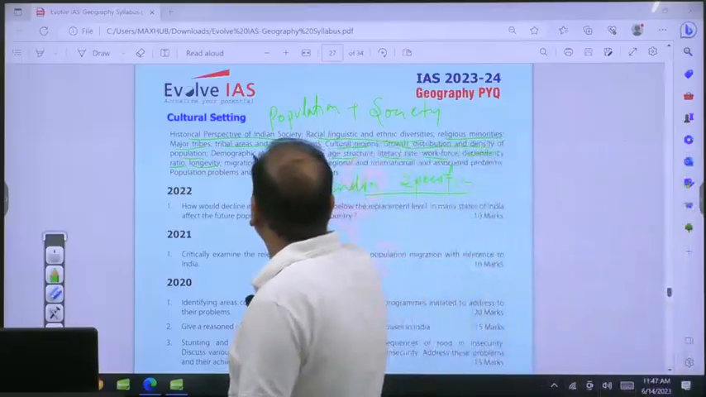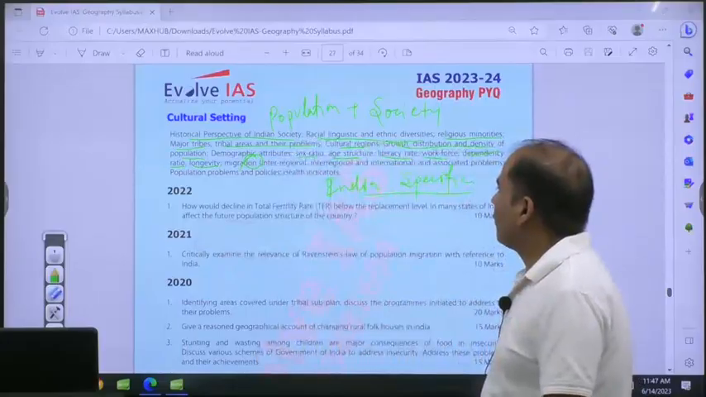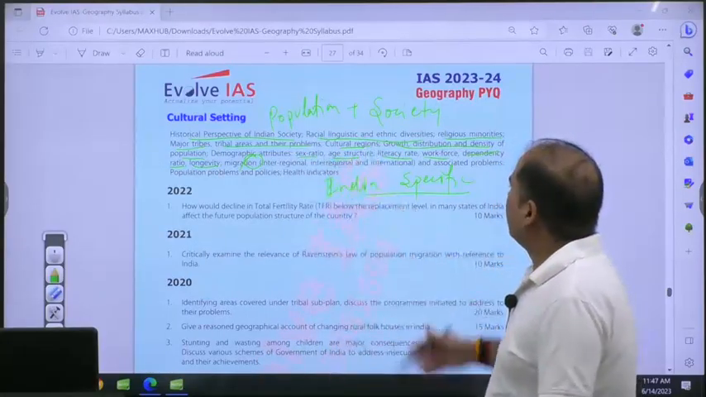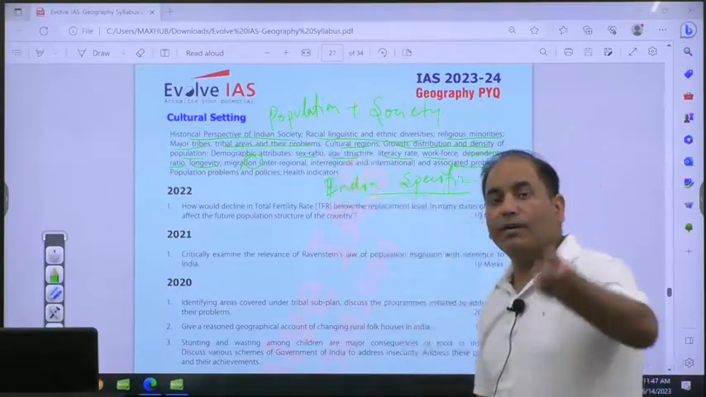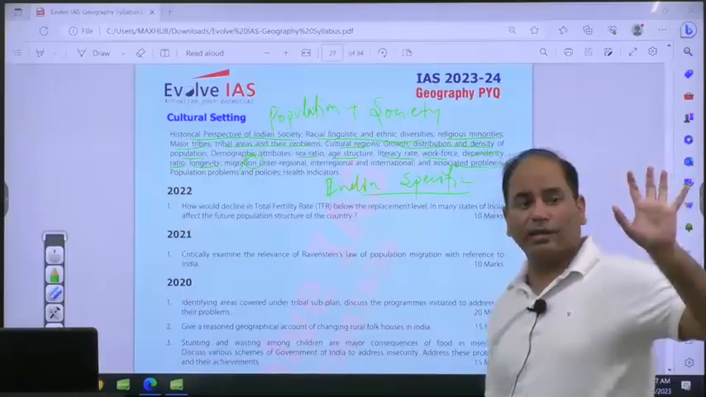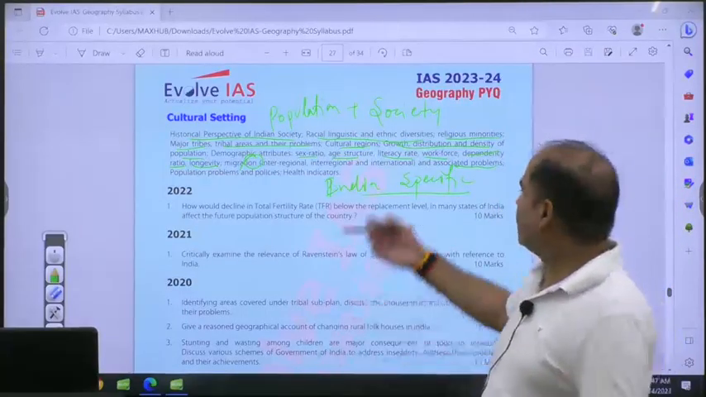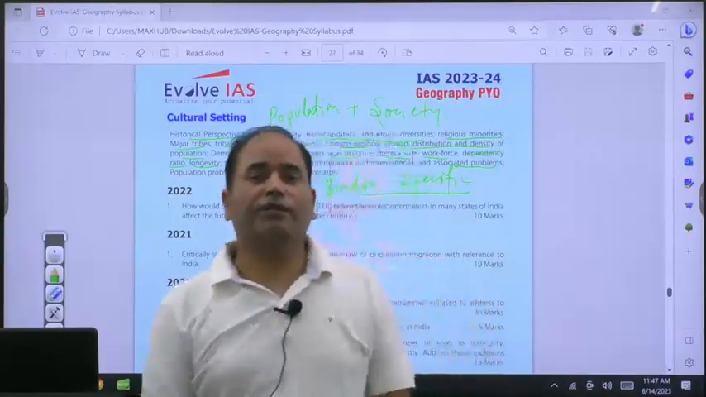Then we have the migration. Migration is primarily part of paper 1 and paper 2, so it is there in both places. And associated problems, so the problems from migration. In paper 1 they have simply asked about migration. They are not saying the problems of migration, but in paper 2, because migration is one very big issue in India.